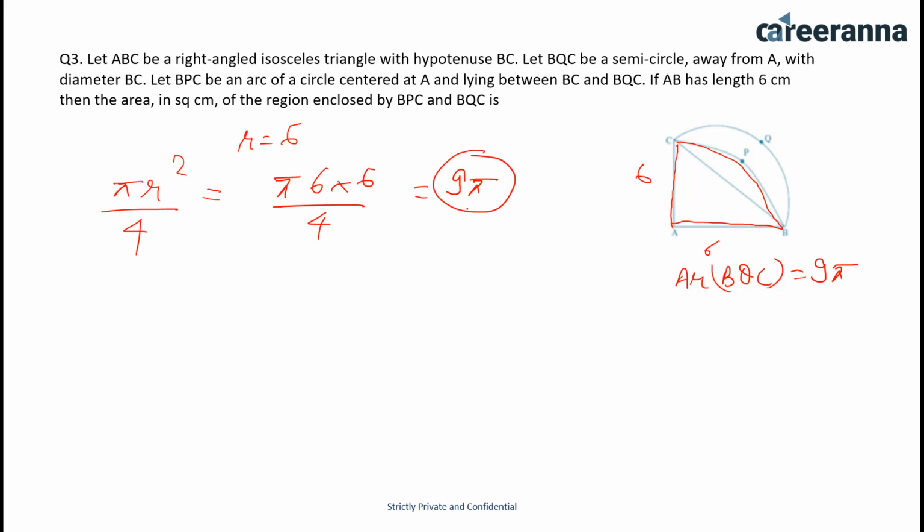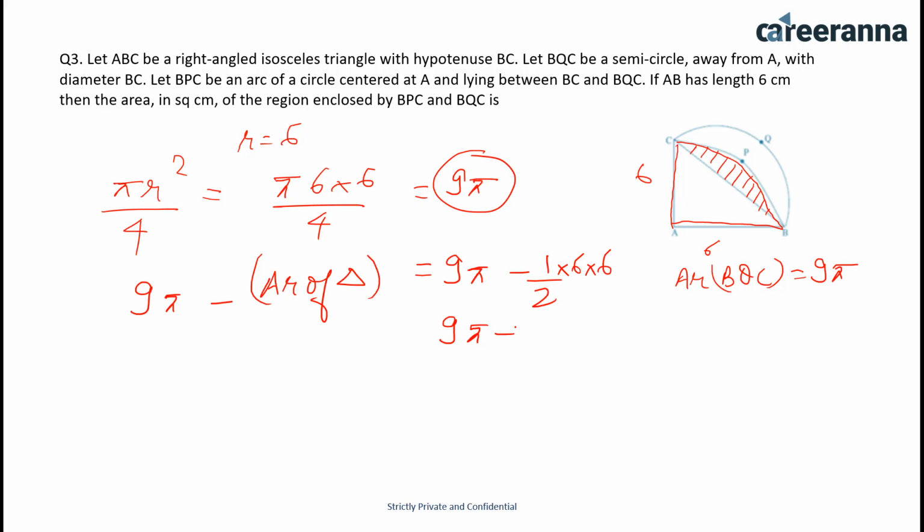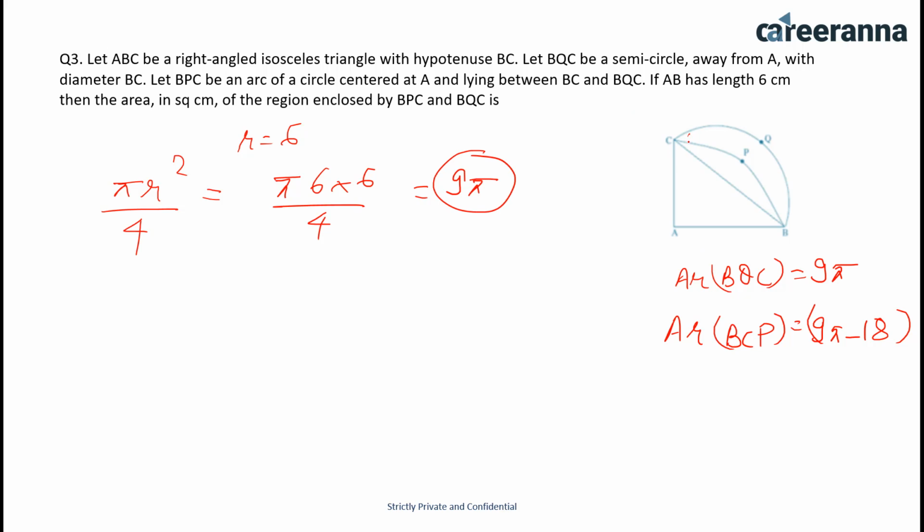Now what does this area include? This area includes the area of the triangle as well. So if I need to find this part, I need to subtract the area of the triangle from the area of the quarter circle. So 9 pi minus the area of the triangle, which is 9 pi minus half into 6 into 6, which is 9 pi minus 18. So the area of BCP comes out to be 9 pi minus 18. Now if I need to find the area of this region, I need to subtract the area of this part from the area of the semicircle.